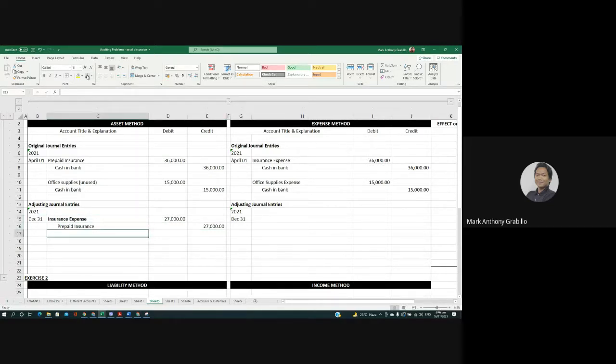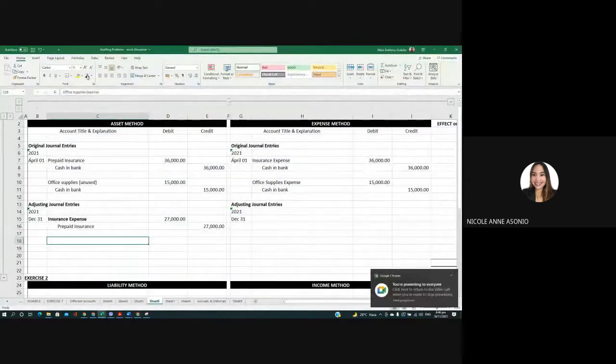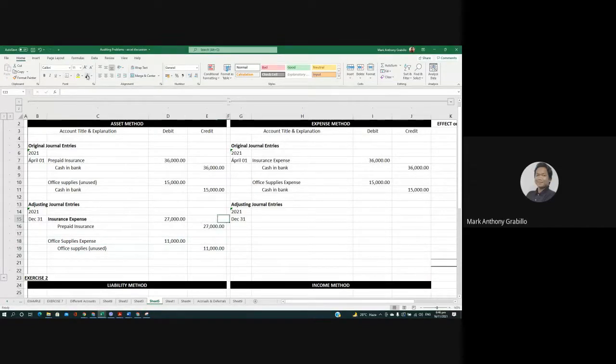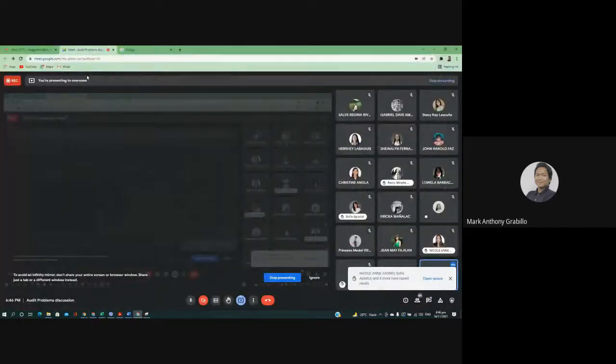So, our entry for the consumed office supplies will be debit to... yes, Nicole Ann. Office supplies expense po na 11,000 and then credit office supplies unused na 11,000 po. That's correct. All right. How about kapag expense method naman yung ginamit natin? So anyone from the class kapag expense? Yes, Reina.